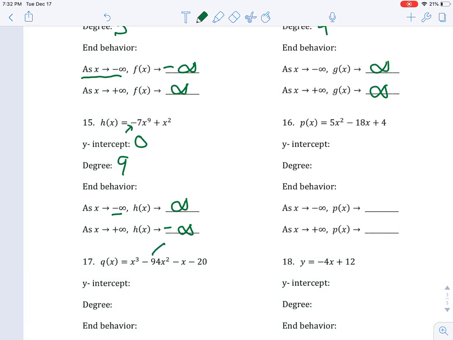Okay, problem 16. Now that I got the iPencil charged up and hopefully my dogs are quiet, let's continue.